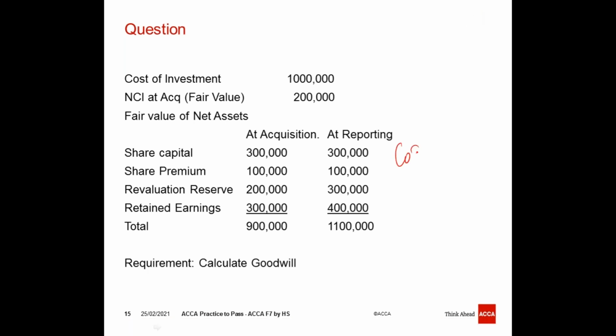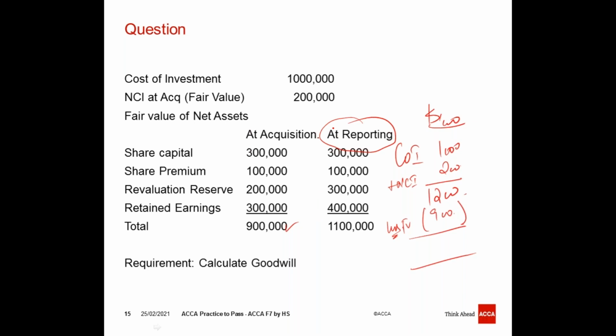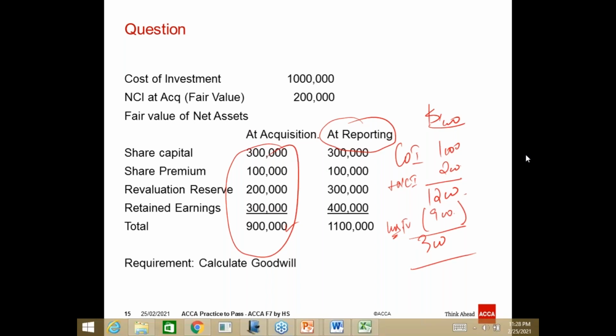Yes, the cost of the investment is 1,000, ignoring 3 zeros. NCI is measured at 200, so the value of the business is 1,200. And when we deduct the fair value of net assets from here, we got the total value of 900 at acquisition. So we never take these values at the reporting date for the calculation of goodwill. We always take the equity side of the subsidiary company at the date of acquisition. So the goodwill is 300,000.